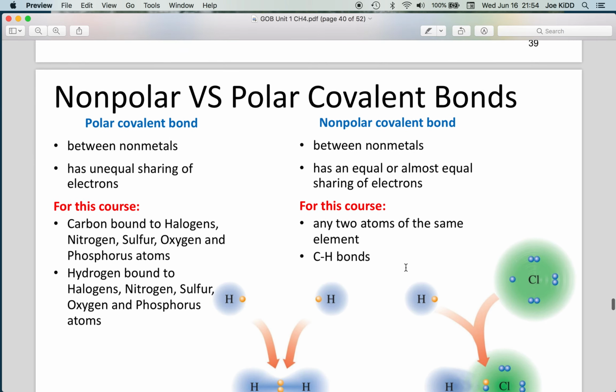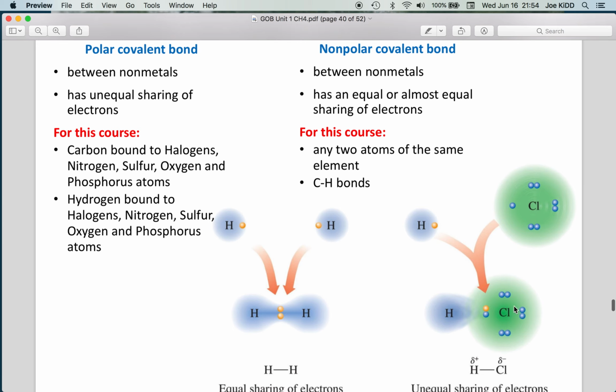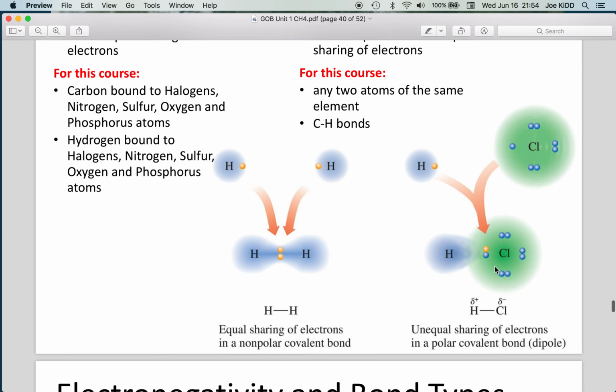Sometimes, however, that sharing of the electrons is not so equal. And this happens when we have a pretty large differential in the electronegativities of the two atoms that are doing the sharing. For example, if we have a hydrogen and a chlorine, hydrogen has a very low electronegativity. Chlorine is fairly high. Well, that means that when they're sharing those electrons, the electrons are going to hang out closer to the chlorine than they are to the hydrogen. They're still being shared, but they're not being shared equally.